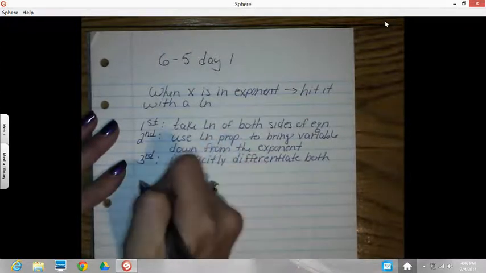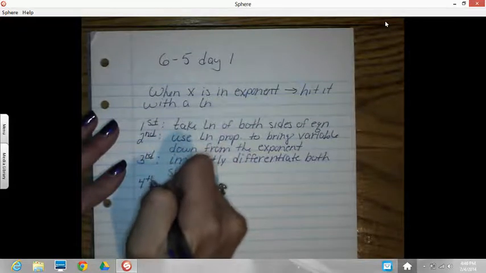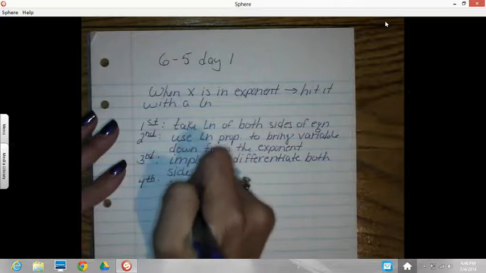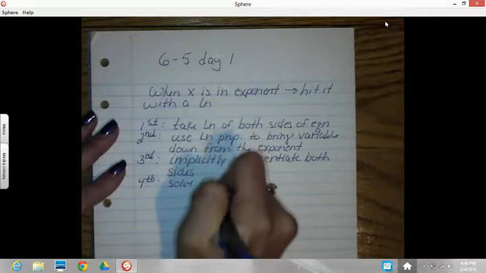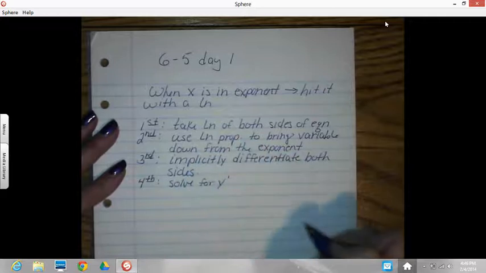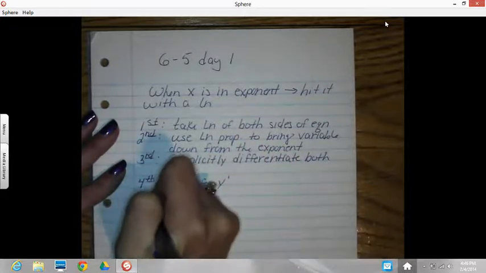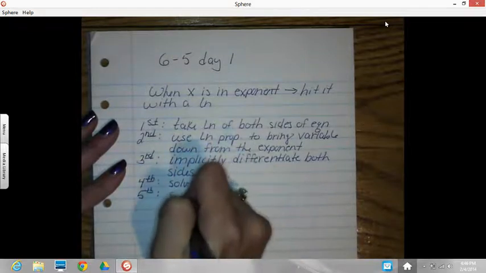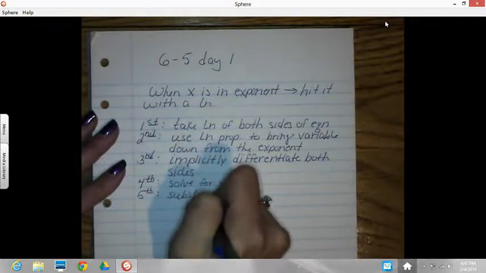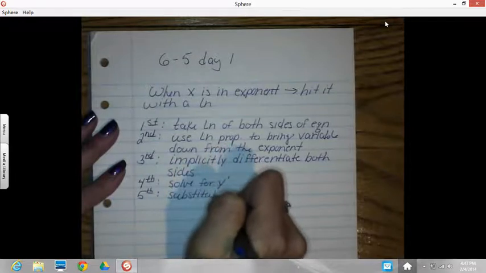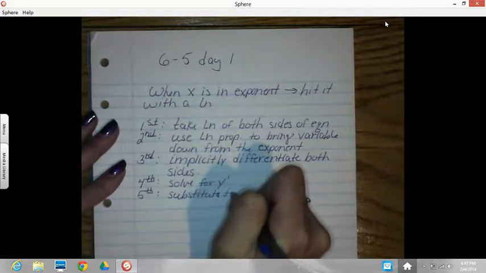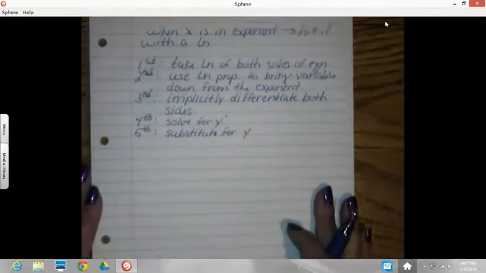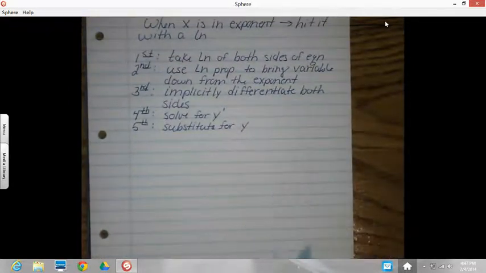So now we're into that process of solving implicitly. So after you have your derivative, you solve for y prime. And then at the end, you're still going to have to substitute for y. Okay, so it's a 5-step process. I'll take you through several examples. Here we go.